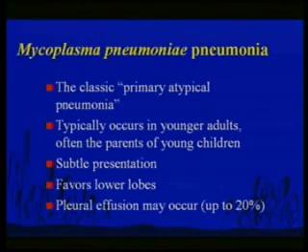Mycoplasma pneumoniae is the classic cause of atypical pneumonia, typically in younger adults, often parents of younger children. Subtle presentation, favors the lower lobes, pleural effusion can occur. Mycoplasma pneumoniae.